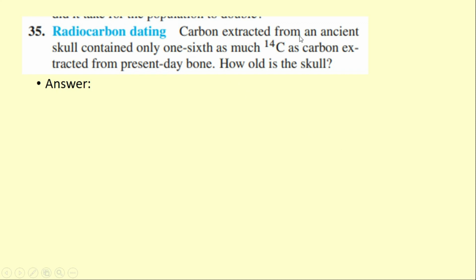The carbon extracted from an ancient skull contained only 1/6 as much 14C as carbon extracted from the present day bone. How old is the skull? So you are dating back to the origin, when the skull was actually the death of the person. How old is the skull?